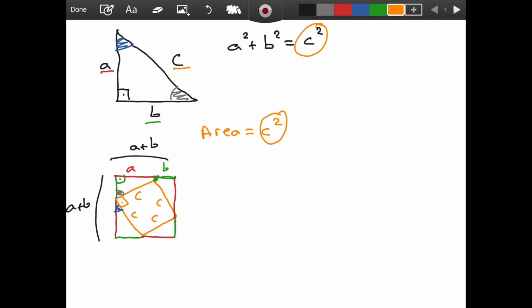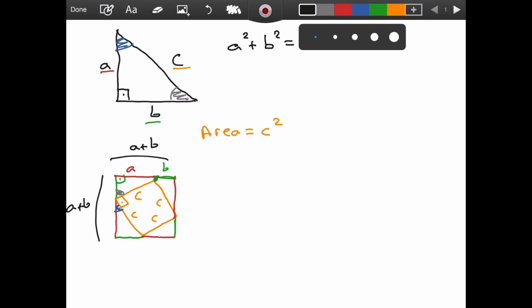If we can somehow find another formula for the area of our square, and if that formula turns out to be a squared plus b squared, well, then we have proven that c squared is equal to a squared plus b squared. Okay? This is why we consider the area. We directly see similarities. We have c squareds on both sides. This is incredibly good. This is perfect, but not enough.